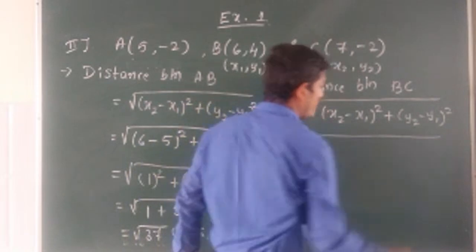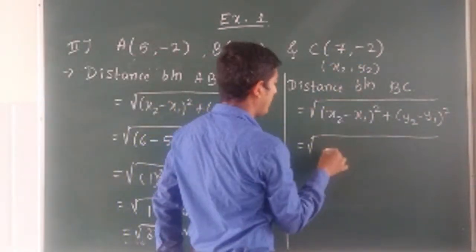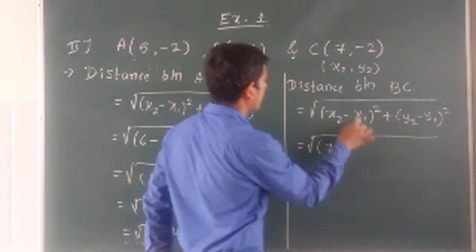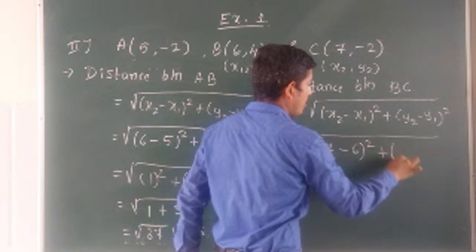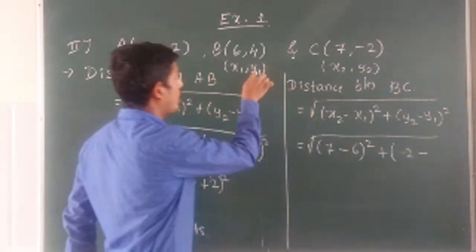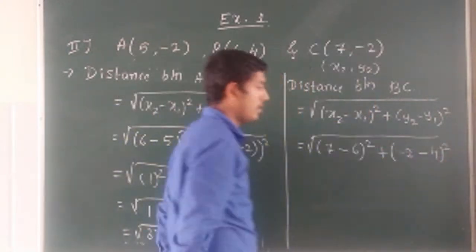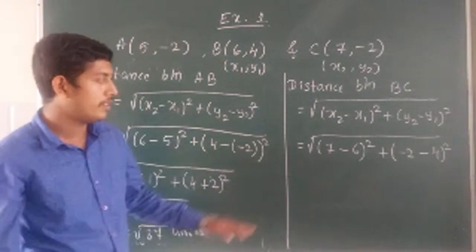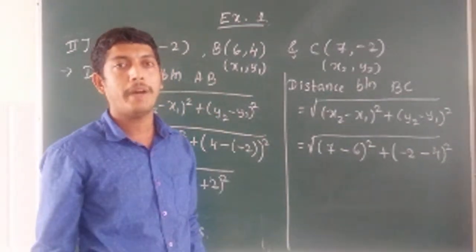Now I will substitute the values. So x2 value is 7 minus x1 value is 6 whole square plus y2 value is minus 2 minus y1 value is 4 whole square. So comment with the answer first. Square root of 7 minus 6 whole square plus minus 2 minus 4 whole square.